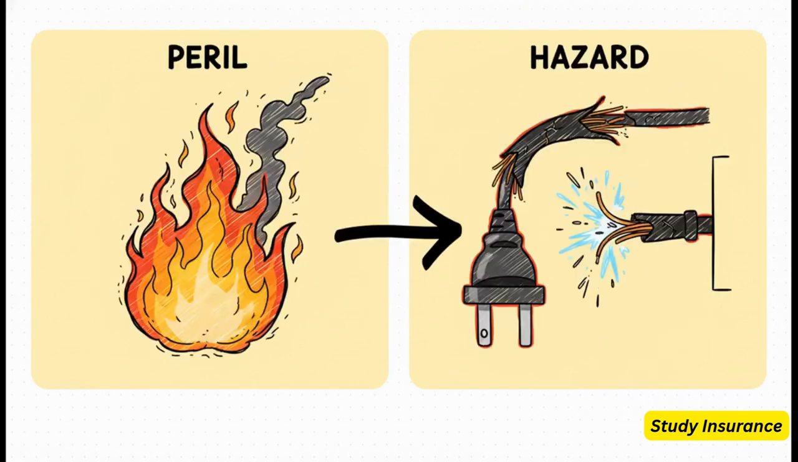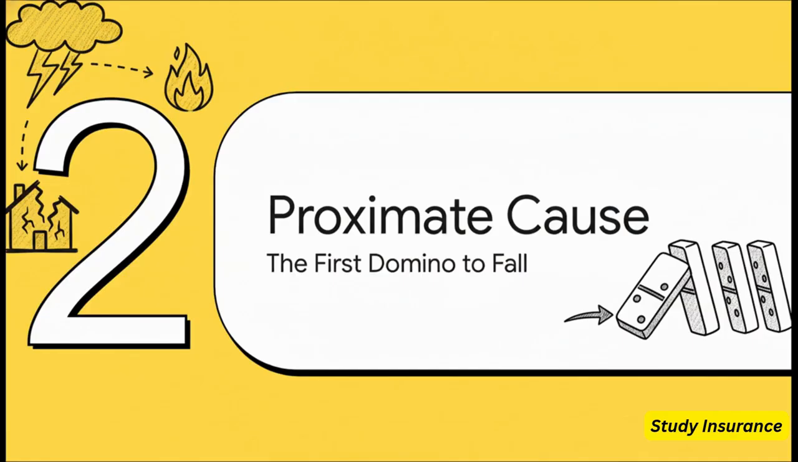And this brilliantly lays out the two terms that students mix up all the time, peril and hazard. The peril is the thing that actually happened, the fire. It's the event that causes the loss. The hazard is the condition that made the peril possible in the first place, that old frayed electrical cord. So you can think of it like this. The hazard sets the stage for the peril to occur. So, we have a hazard that led to a peril, which then led to a loss. But for insurance purposes, we've got to know exactly what started it all.